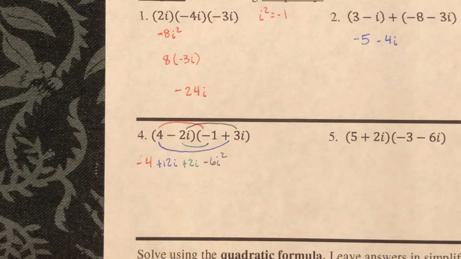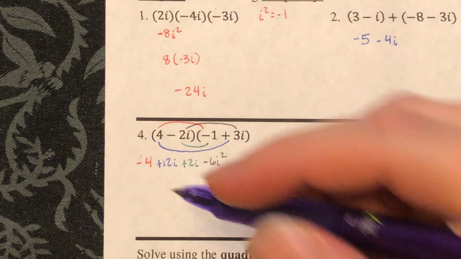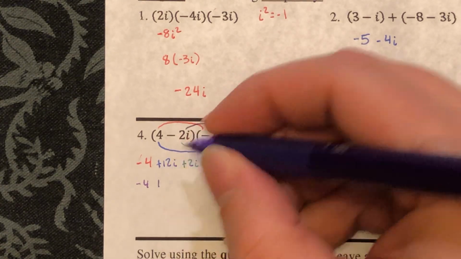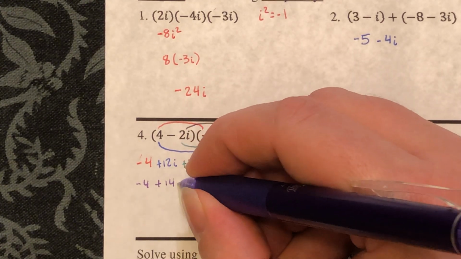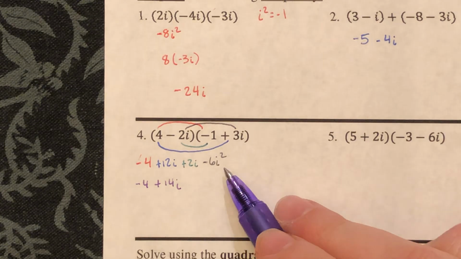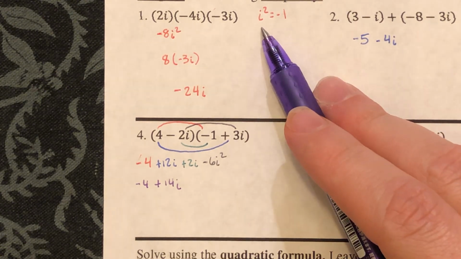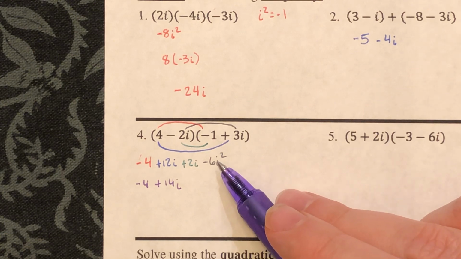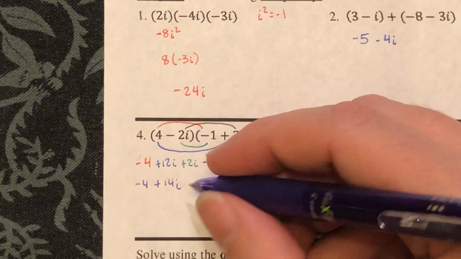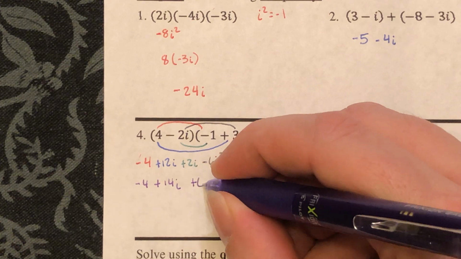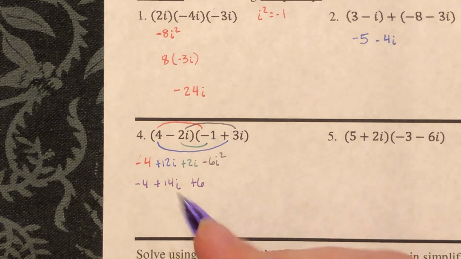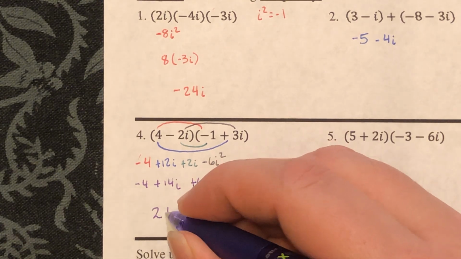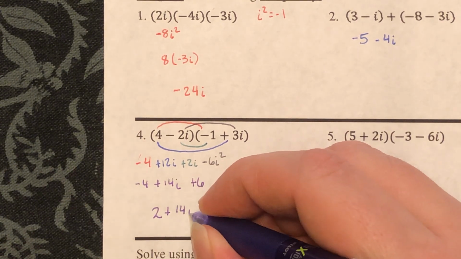squared. I want to combine like terms, so I have negative 4 plus 14i, and then just like what I have here of i squared equals negative 1, so this i squared is negative 1, so that's negative 6 times negative 1, so plus 6, and combine those parts. So I have 2 plus 14i.